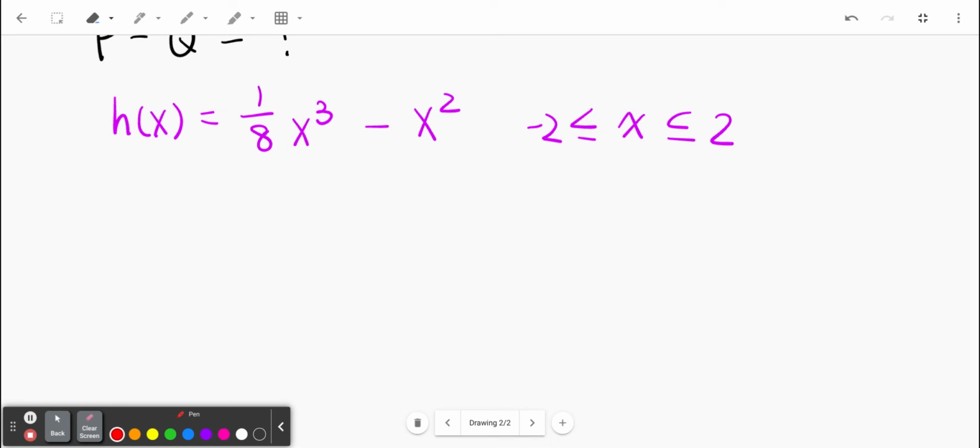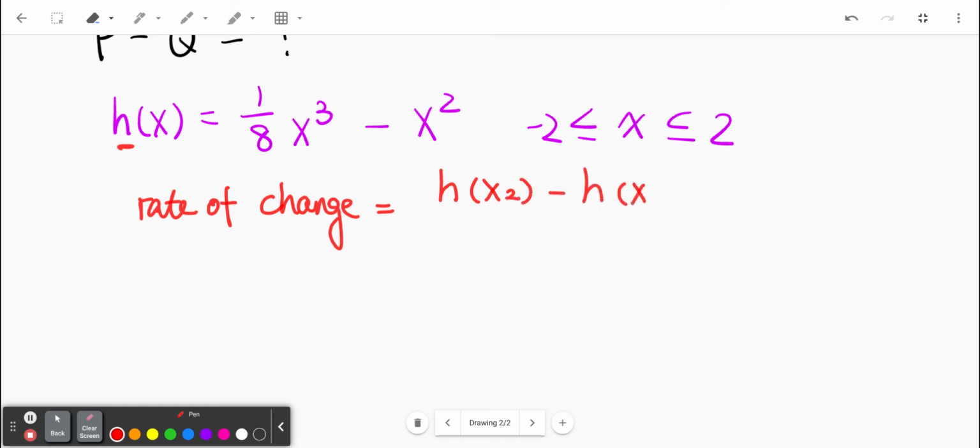So, the average rate of change. Every time you do a question, if you have a formula, you write down the formula first. Okay? So our formula, rate of change, is equal to, here the function is h, right? h(x2) minus h(x1) over x2 minus x1.